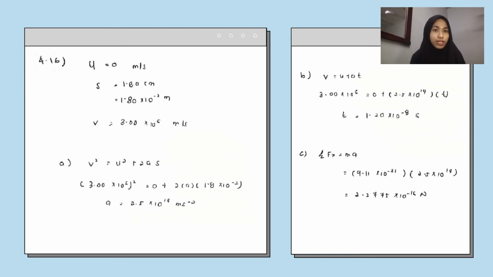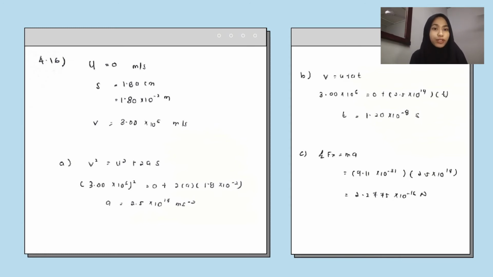v squared equals u squared plus 2as. As we know the values of v, u and s, we can substitute them into the equation v squared equals u squared plus 2as, and we can find the value of a. So the value of a is 2.5 multiplied by 10 to the power 14 meters per second squared.